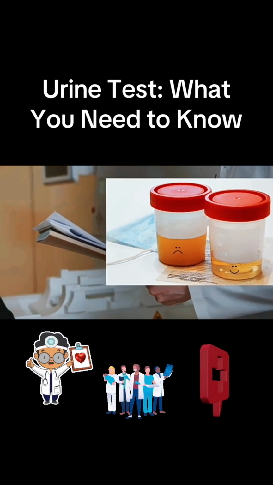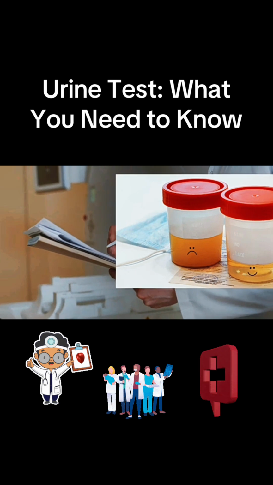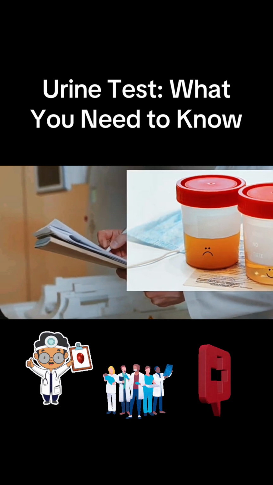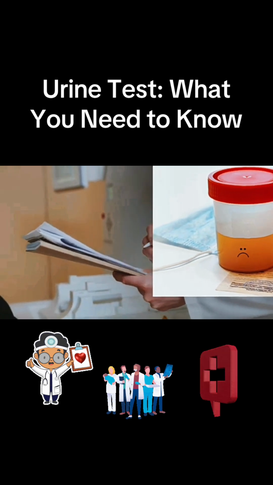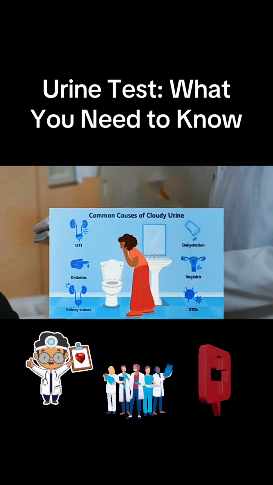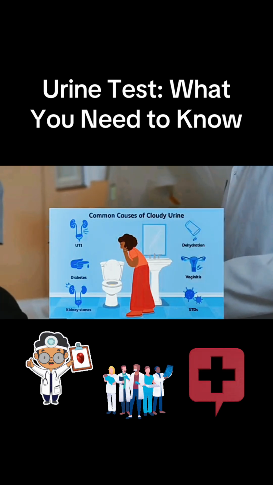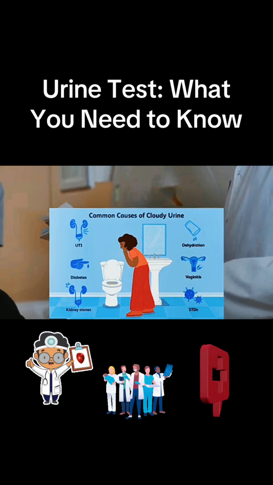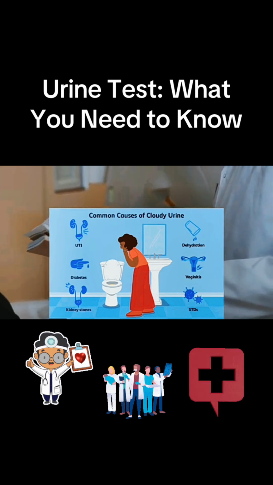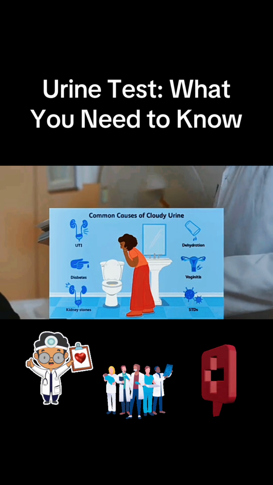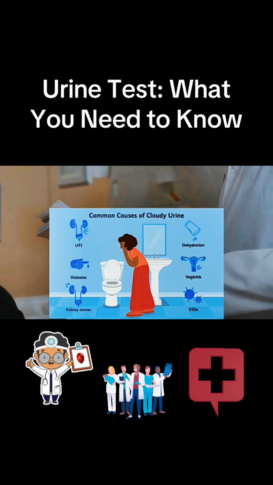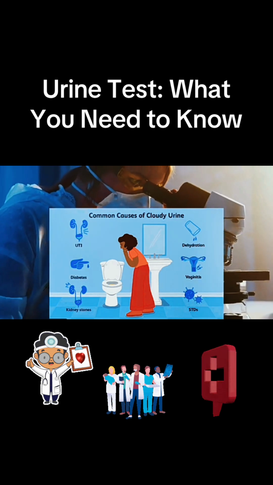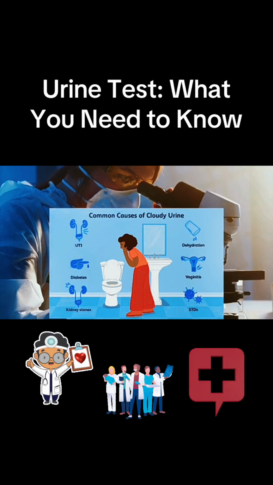Other substances that can make your urine cloudy, such as red blood cells, white blood cells, and bacteria, may indicate several different medical conditions, including dehydration, urinary tract infection, UTI, sexually transmitted infections, STIs, kidney stones, diabetes.